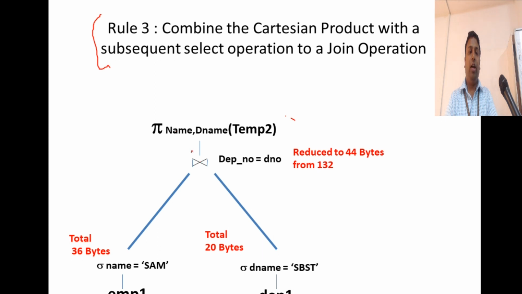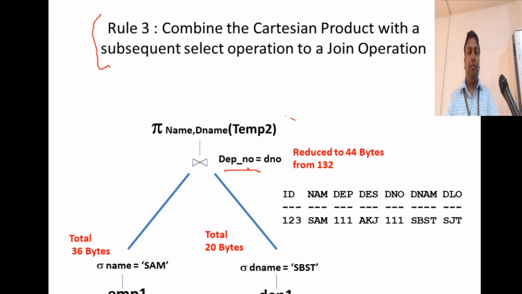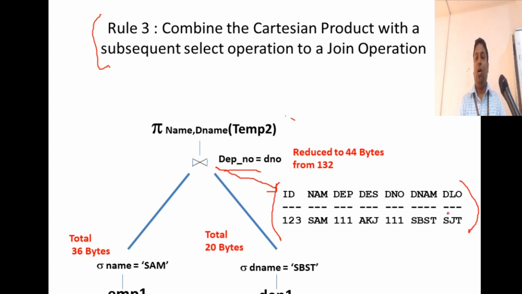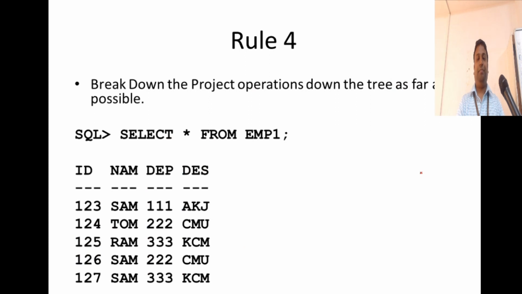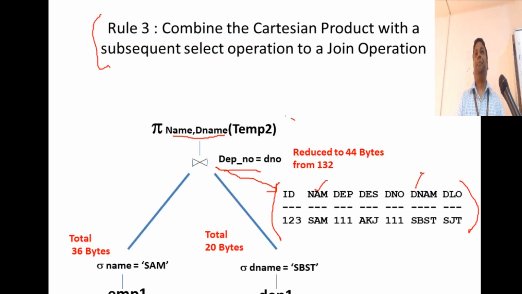Wherever you have the Cartesian product, make it a join and write the condition out. You merge it with the sigma step. So this is what we get by applying a join, right? On this you are going to project name and department name. So you will project name and department name, and you will get the final result. Applying rule number 3, again we are getting SAM and SPST as the output, but our intermediate relation size is only 44 bytes and not 132 bytes.